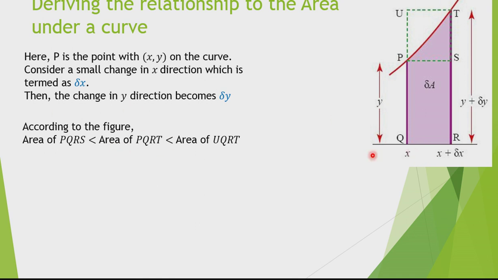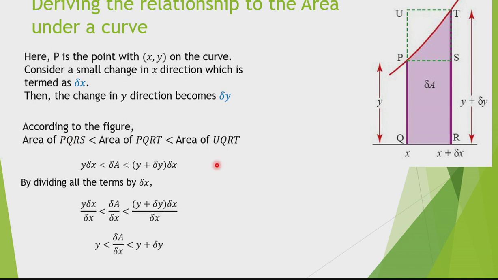So if I find the area of them, the area of PQRS will be length delta x, height y, so y into delta x. That will be the area of the PQRS rectangle. Then the area of PQRT, I consider it to be delta A, just a notation. Why? This is a very small amount of area. When it is very small, we use the delta notation.